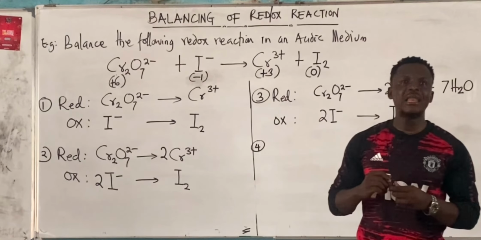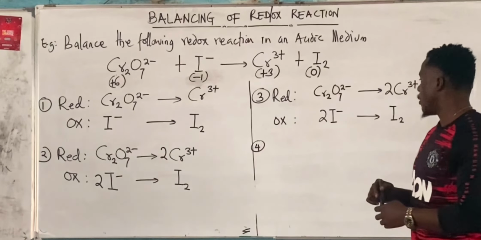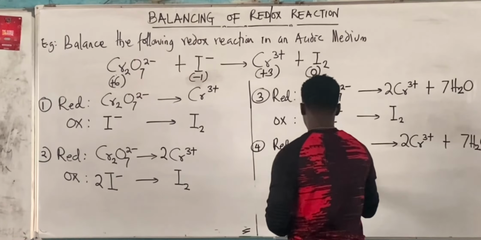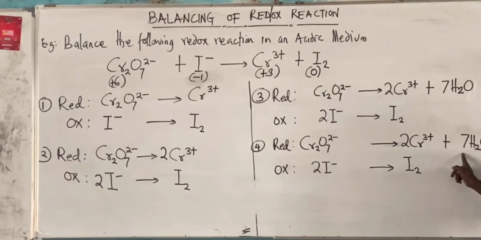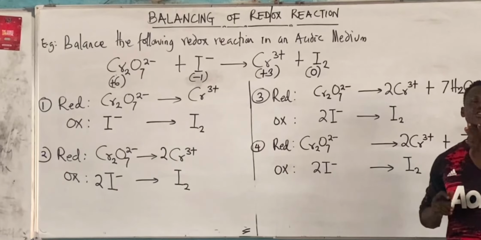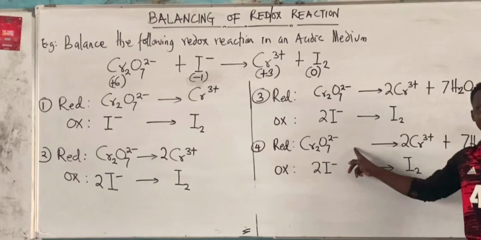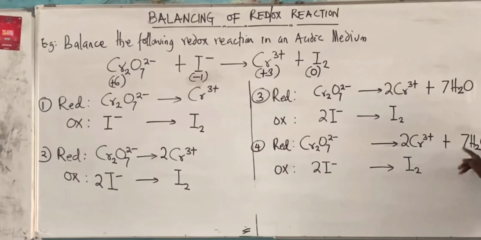Step 4 says balance hydrogen by adding hydrogen ion. Now, look up. So let's write this guy. All right, look up. The reduction half cell has hydrogen, whereas the oxidation does not. And it says for every hydrogen that is needed, add hydrogen ion. So now look up. In this reduction half cell, on the left hand side, there is no hydrogen, is it not so? On the right hand side, we have 7 times 2, which is 14.